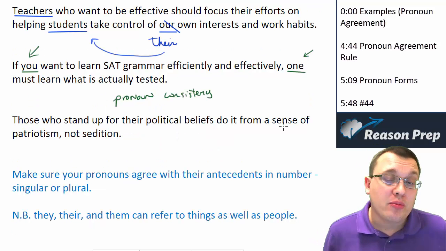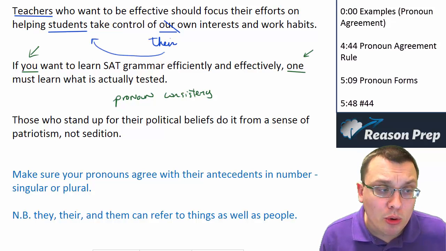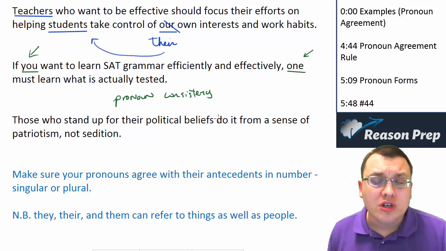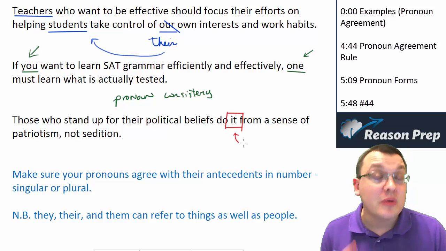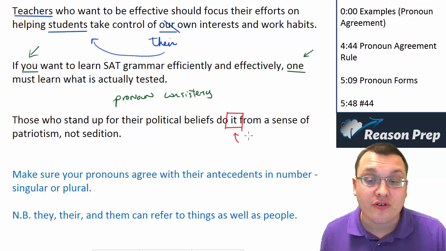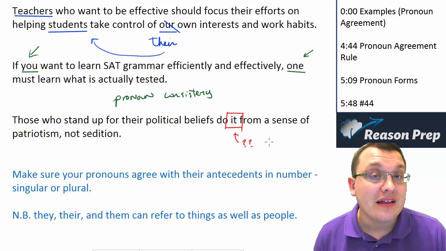Those who stand up for their political beliefs do it from a sense of patriotism, not sedition. We will talk more about this error in, I believe, the next video, but I just wanted to introduce it here. You look at this pronoun "it," you ask what specific noun is its antecedent? What noun in the sentence is this referring to? And when you look at the sentence, you'll draw a blank. There is no noun that this can refer to, right?